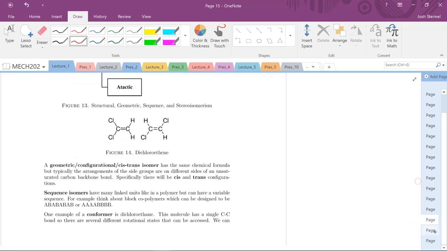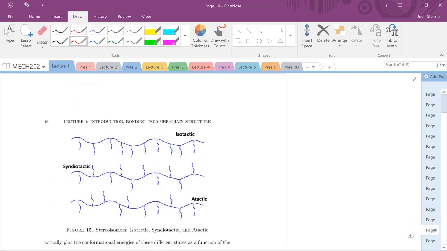Right here, one more page. Here we go. When you look at stereoisomers, it's all about how that pendant group arrangement changes. Isotactic is distinct because you see how the pendant chains are all on one side. They're either all on the top or all on the bottom, wherever you are, they're all arranged on one side. There are no changes there.